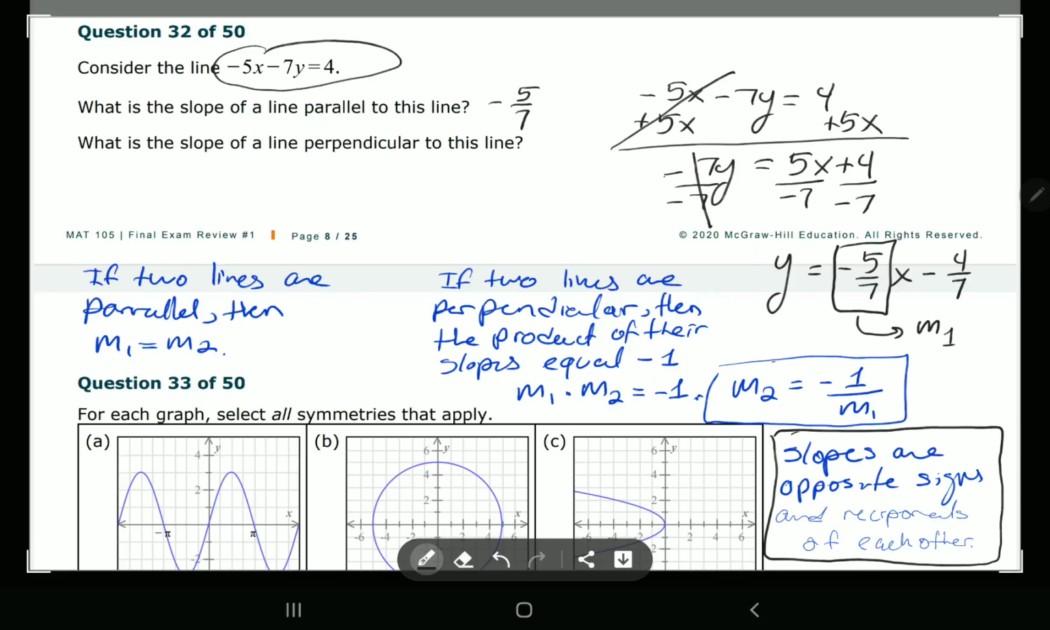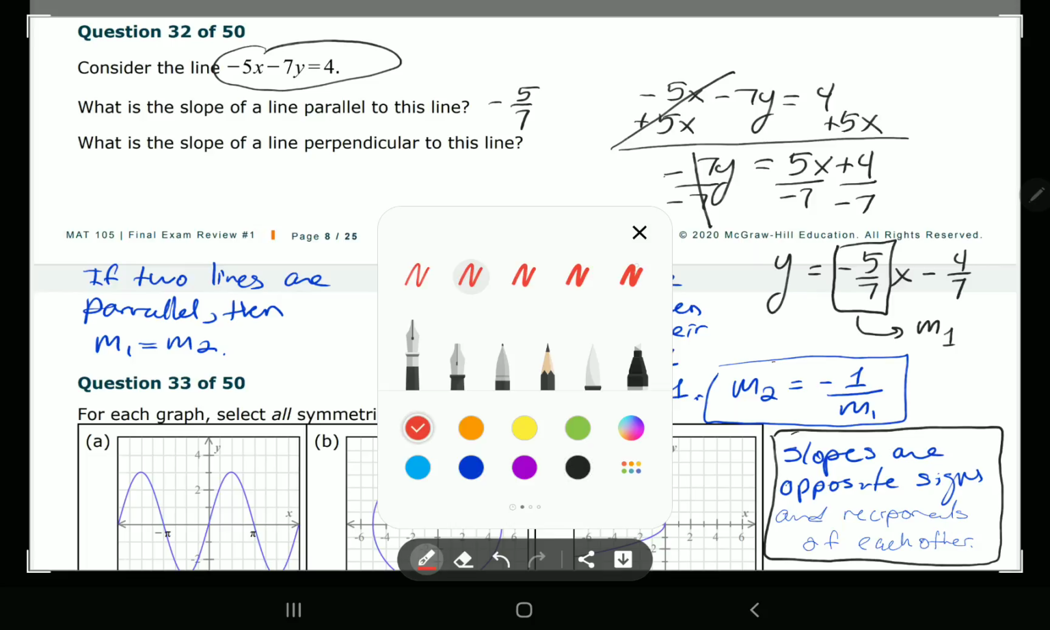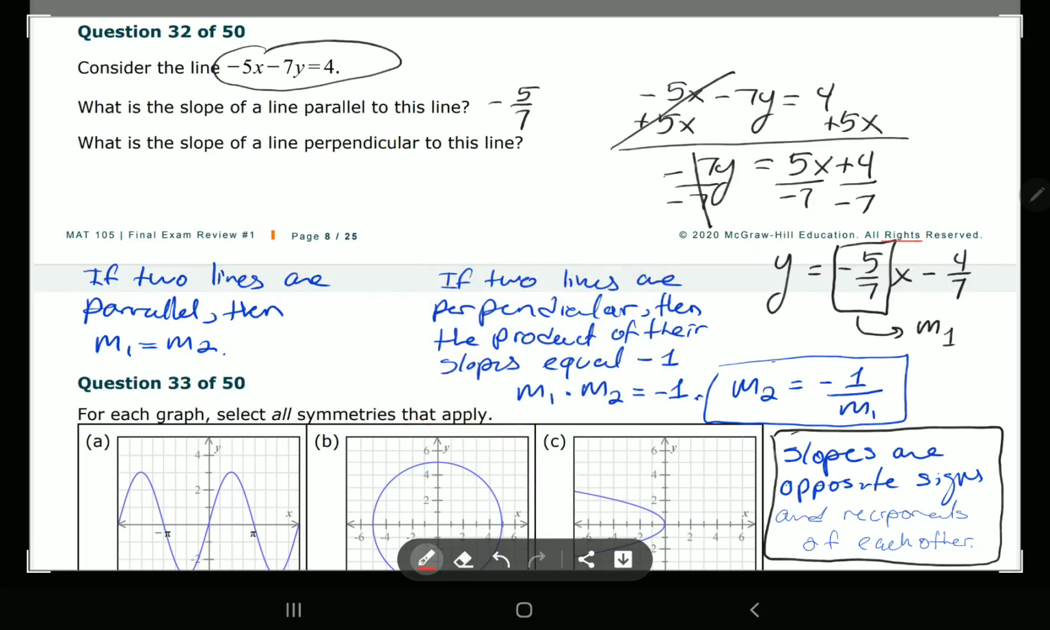To find the slope that is perpendicular to this line, it's going to be the opposite sign and it's going to be the reciprocal. This slope is negative, which means the perpendicular slope is going to be positive. This slope says 5 over 7. The perpendicular slope will be the reciprocal, which is 7 over 5. So the perpendicular slope will be 7/5.